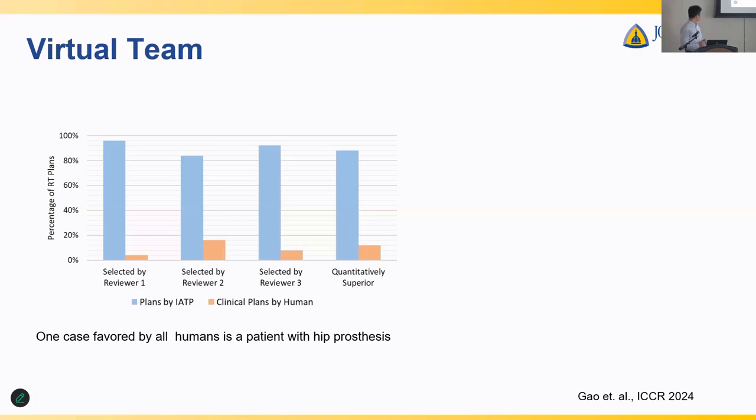I also highlighted at the bottom of the slides one case favored by all the humans: a patient with a hip prosthesis. Among all the tested cases, there was one patient who had a prosthesis. The human planner knows to avoid the beam angle going through the prosthesis. But of course, our computer doesn't know that, so the computer uses that angle. Because of that, all the reviewers were able to figure out that for that particular patient, the clinical plan is better.